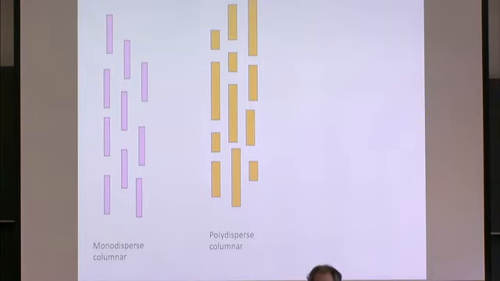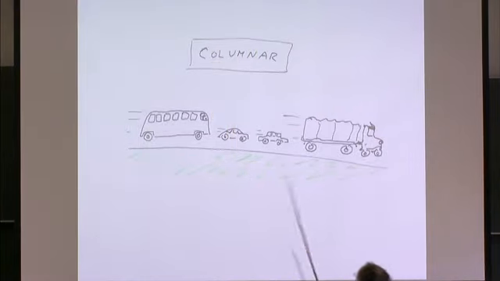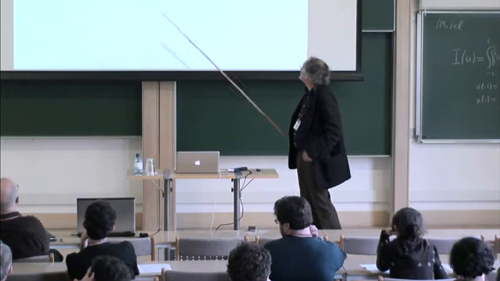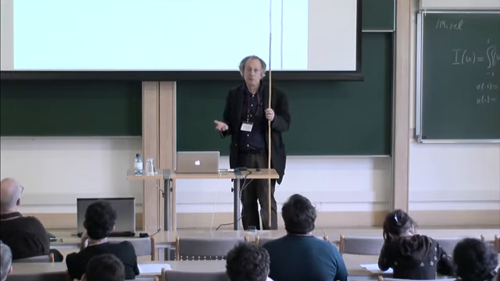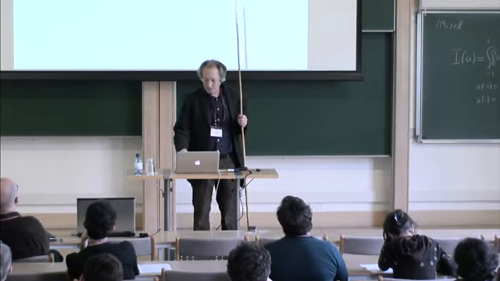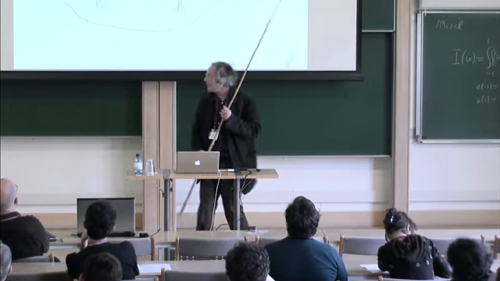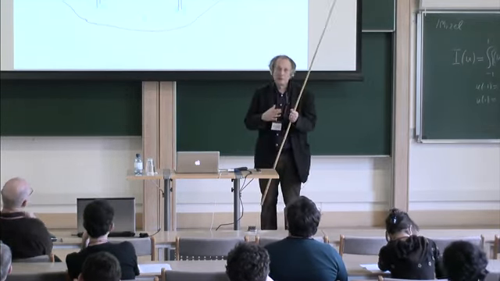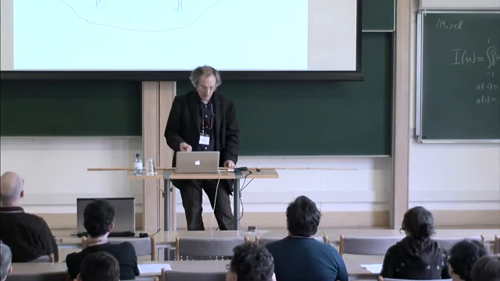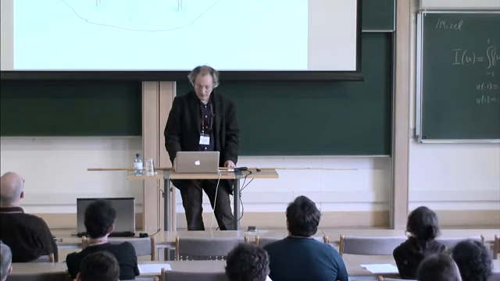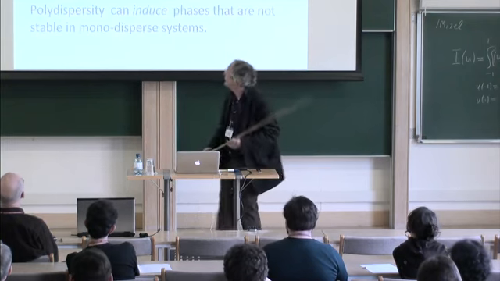And again, human experience has prepared us for this, because here you see an example of a columnar phase where you can easily mix lorries and passenger cars. But if you actually want to make a smectic phase, and the closest thing to a smectic phase is a parking lot, then you'll find at any parking lot that cars and buses are always separated. So they form smectics. And in this case, our human intuition is absolutely correct, because if you do the simulation, then this is what you find.